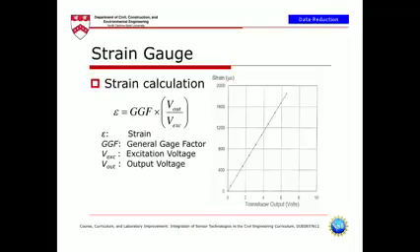You can see in the graph, on the x-axis there is the transducer output in volts, and on the y-axis there is the strain in micro strain. So according to the voltage output, we map the strain.